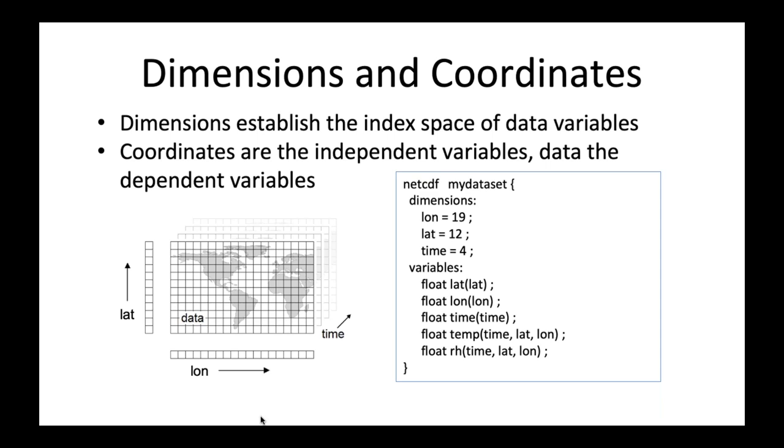It's handled very specifically. It has to be numeric, and it has to be monotonically increasing or decreasing, so not scrambled up in any way. And that allows standard tools to be able to do various things with data that follows that convention. They can use those coordinate variables to map things onto the Earth or whatnot.